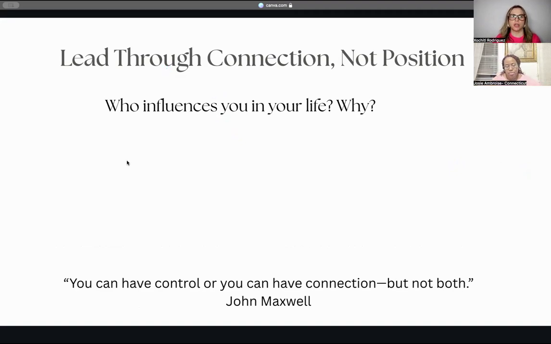Lead through connection, not position. What does that mean? Who influences you in your life? Who is influential in your life and why? So share that in the chat. Who are you influenced by in your everyday life? What people influence you in your life and why? You can share a little bit.